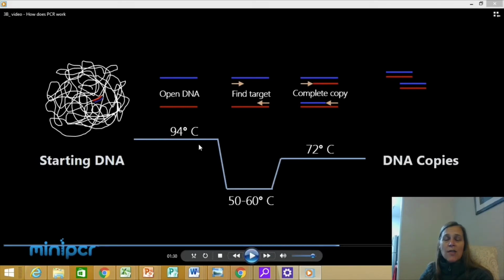So as you run this cycle in your machine, every time the cycle goes up and down, you make a copy. So let's look at how those copies are going to multiply.